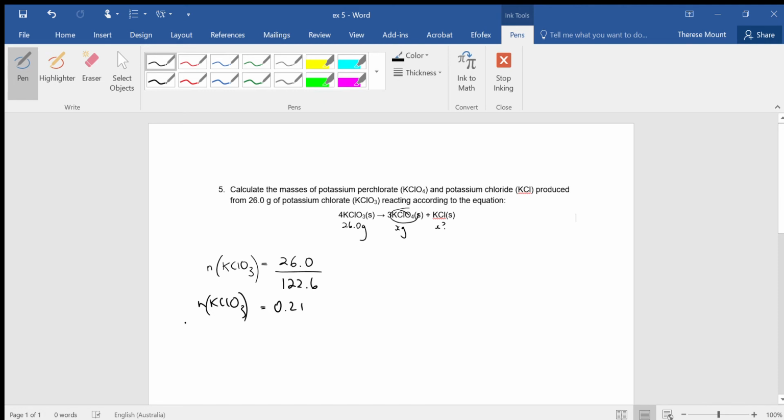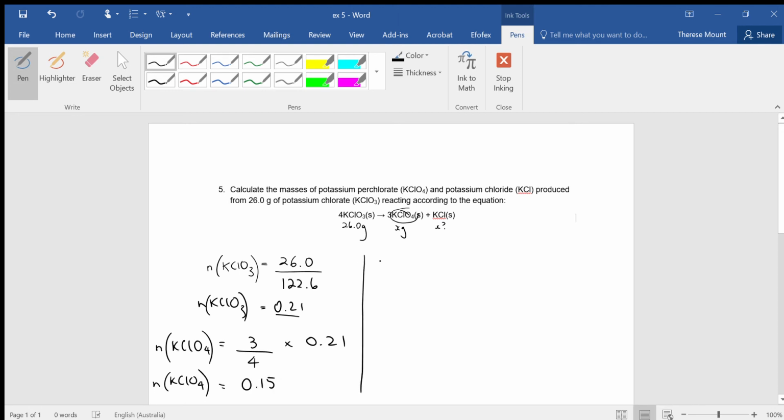Now I want to know the mole value of potassium perchlorate. So I take the coefficient of my unknown, which is 3, and the coefficient of my known, which is 4, and I multiply it by the mole value that I've just figured out of my known, which is 0.21. That gives us the mole value of the potassium perchlorate, which is 0.15.